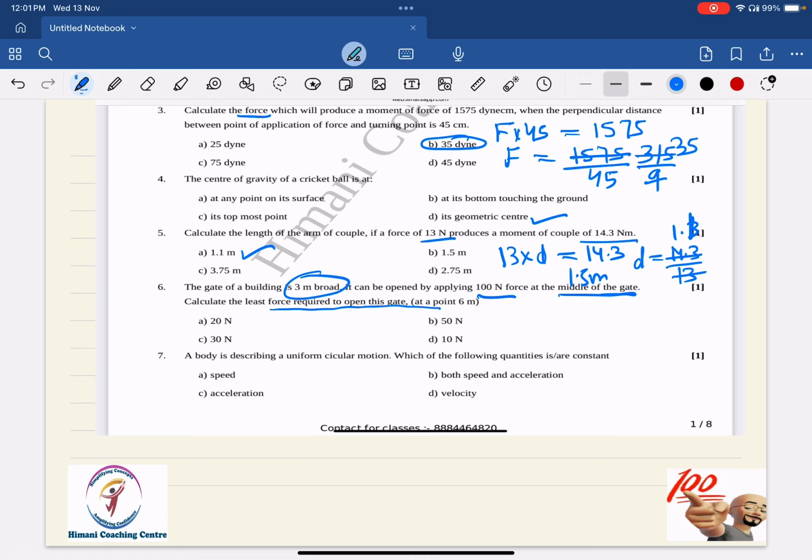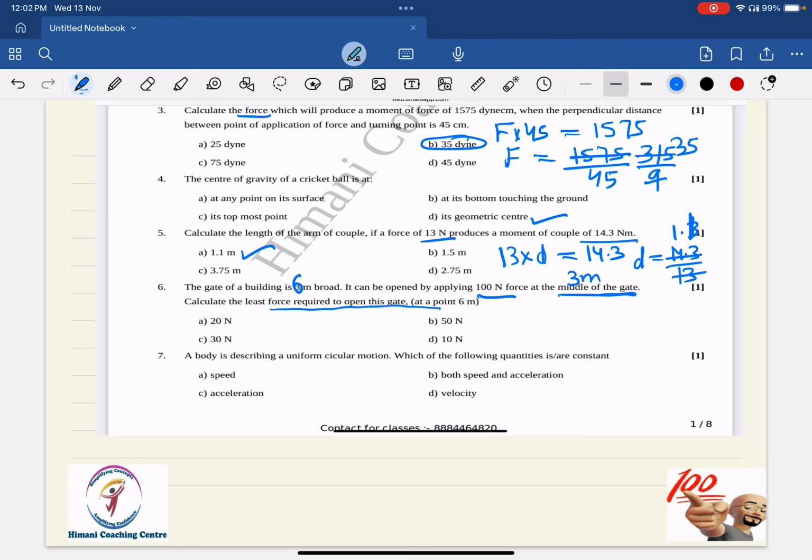So let us do this. The gate of a building is 3 meter broad. I think there is a misprint in this question. Let us correct it because it has to be a 6 meter broad gate. Then only this question would be correct. So this is a misprint. So the halfway would be 3 meter.